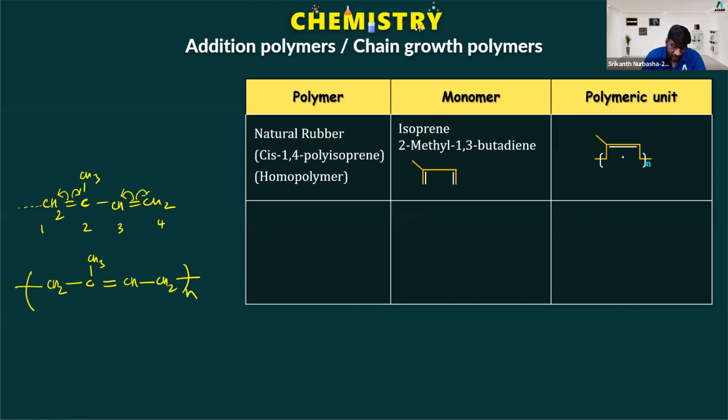Okay, this is the polymeric unit. CH2, CCH3, double bond, CH, CH2 taken n times. That will be the respective polymeric unit.